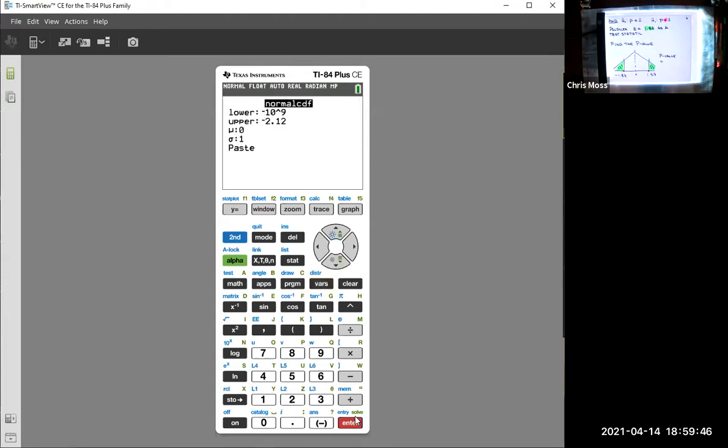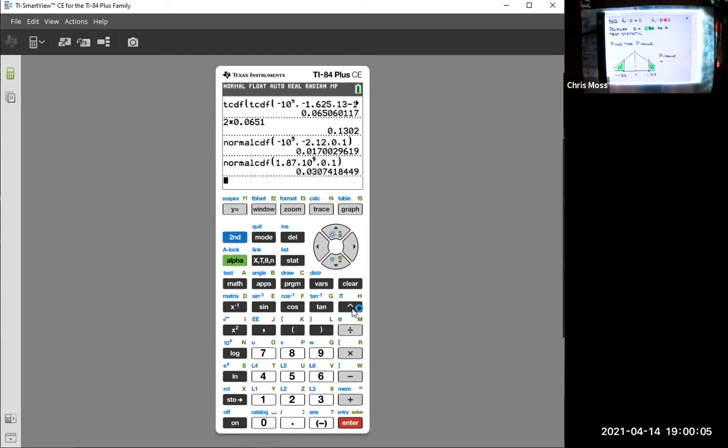Normal CDF. Lower bound, 1.87. Upper bound, 10 raised to the 9th. Mean 0, standard deviation is 1. I'll paste that into my function. I'm ready to go. And I get 0.030741 and change. 1, 2, 3, 4 tells me 7 stays 7. So I've got to take that.